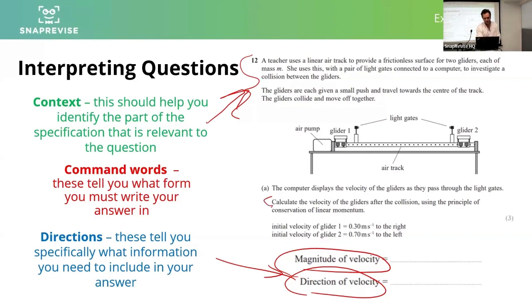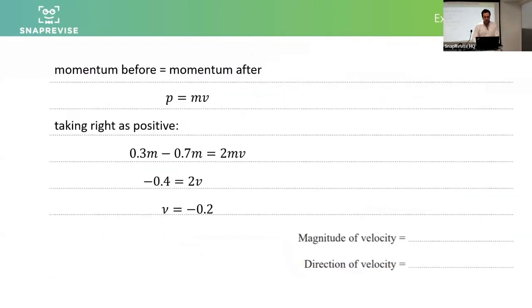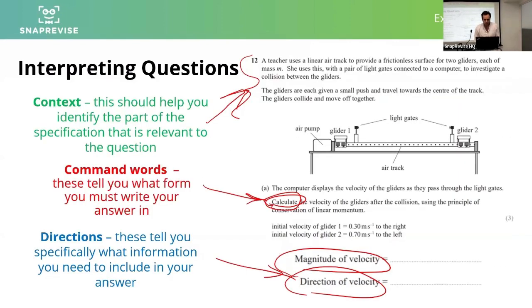What does it actually want? Our command word here is calculate. It wants an answer. It wants a numerical answer. Right. In terms of this question, then, I said I suspected it was about momentum. I happened to be correct this time. Hooray for me. Two gliders going into each other.